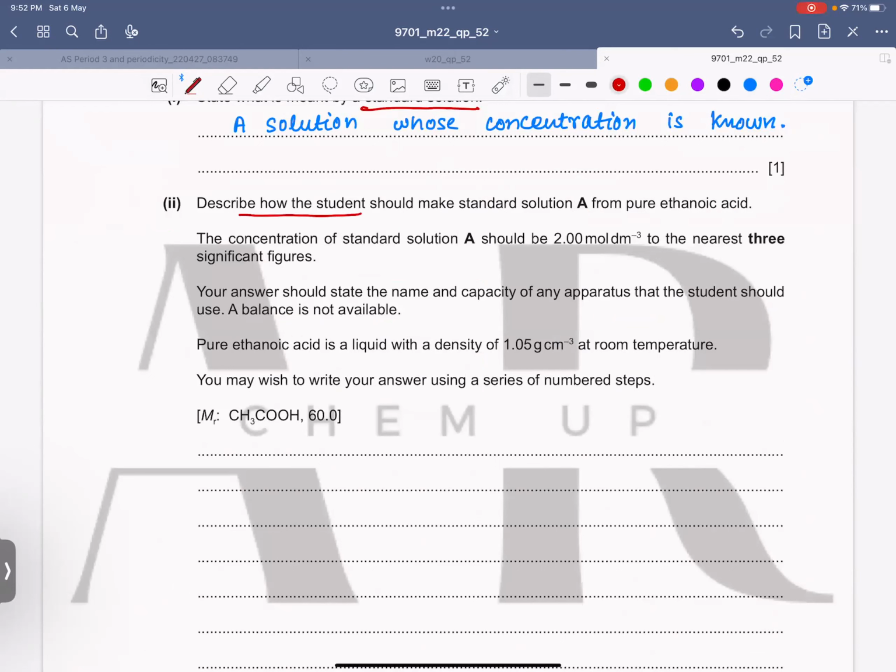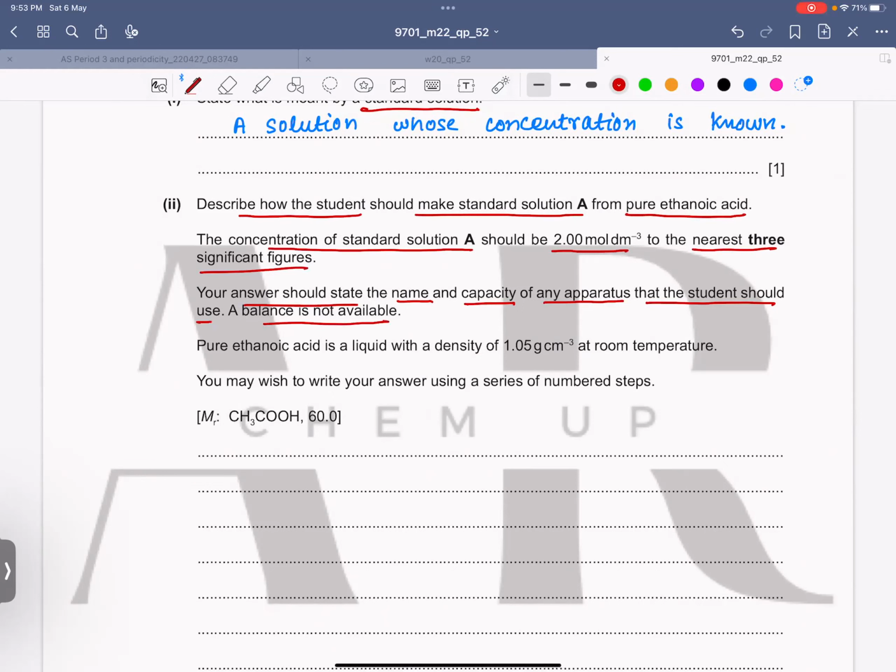Describe how the student should make a standard solution A from pure ethanoic acid. The concentration of standard solution A should be 2 mole per dm cube to the nearest 3 significant figures. Your answer should state the name and capacity of any apparatus that the student should use. A balance is not available.